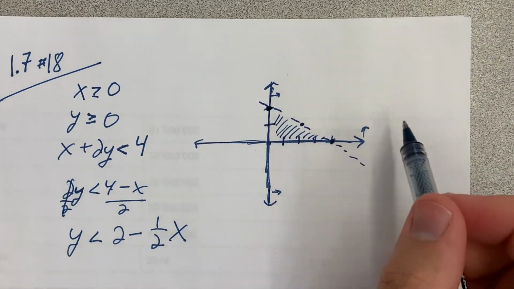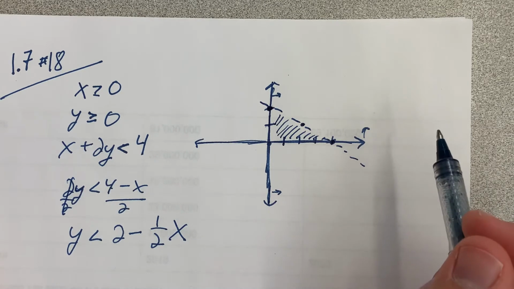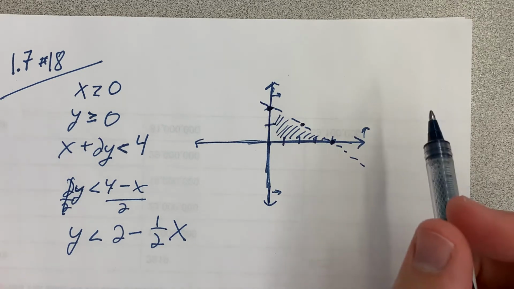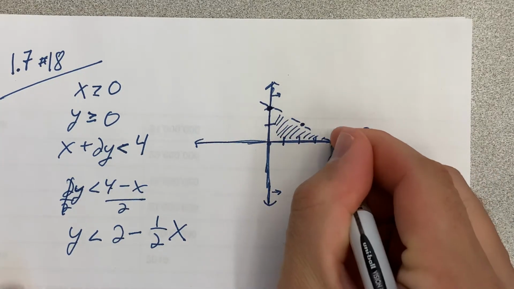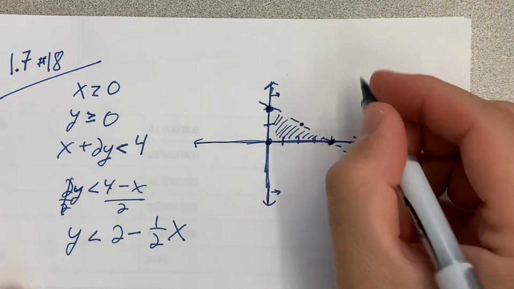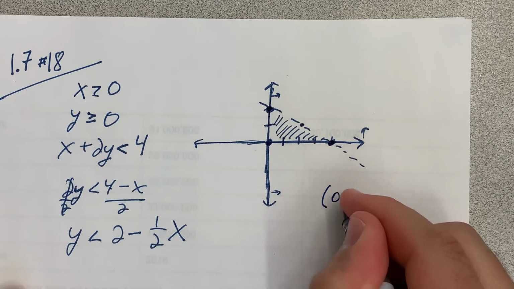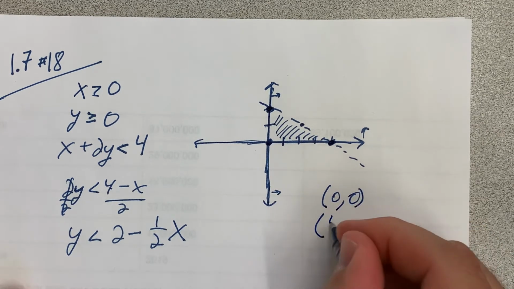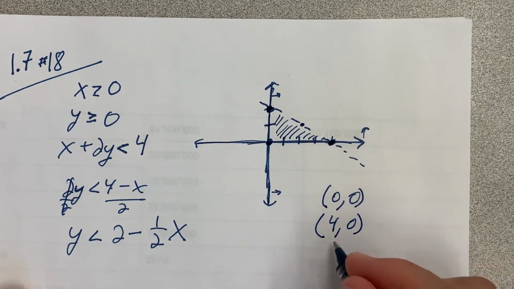Okay, now the question is asking you for the coordinates of the vertices of the triangle. So we've got 3 of them. We got one right here, one right here, one right here. And you can see that those points are, if we list them out, 0, 0, 4, 0, and 0, 2.